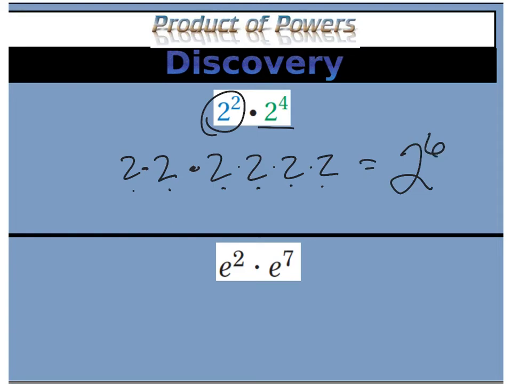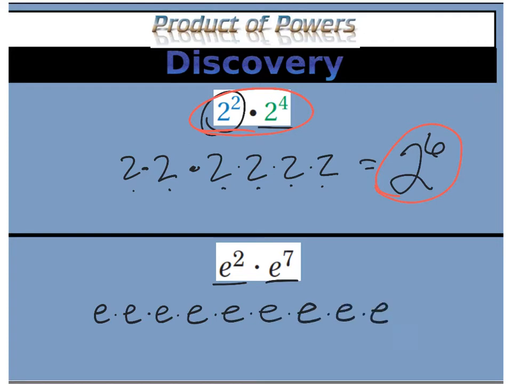Now, here's what I want you to look at. Do you notice anything in our answer and in our problem? Is there a shortcut? Okay, let's do the e's. Same thing, e squared. So e times e. E to the 7th. 1, 2, 3, 4, 5, 6, 7. So we have 1, 2, 3, 4, 5, 6, 7, 8, 9. So our answer is e to the power of 9.